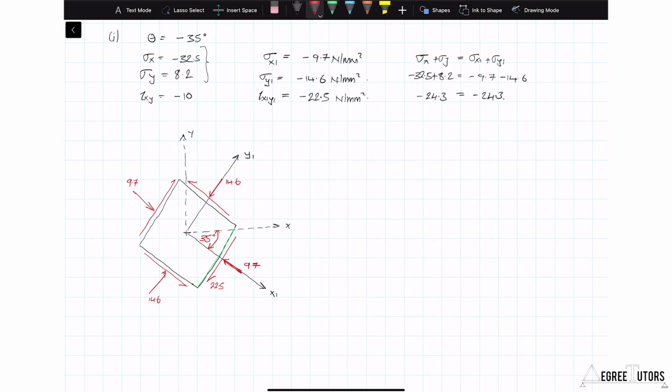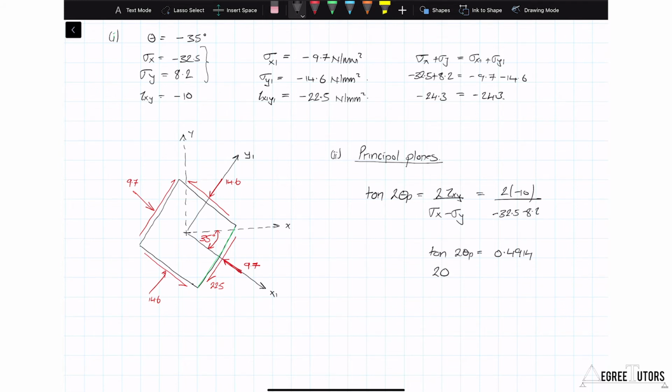In a nutshell, we have employed the transformation equations to pick an arbitrary angle, 35 degrees, and determine the corresponding stresses. The next thing we want to do is work out the principal planes. So let me jump over here and calculate my principal planes. For this, we'd worked out the equation tan of 2 theta p is equal to 2 times tau xy over sigma x minus sigma y. So that's 2 times minus 10 over minus 32.5 minus 8.2.